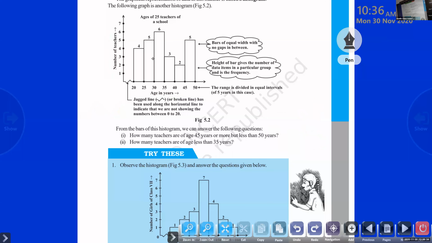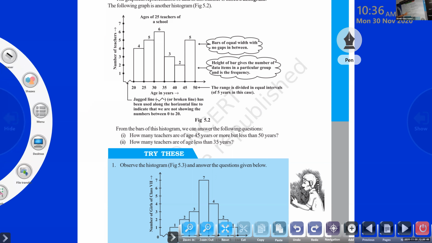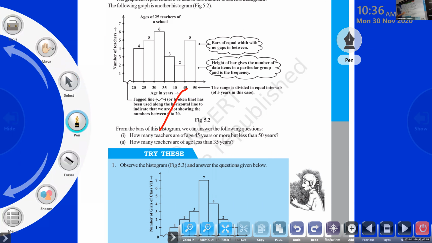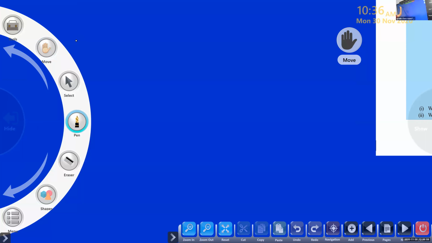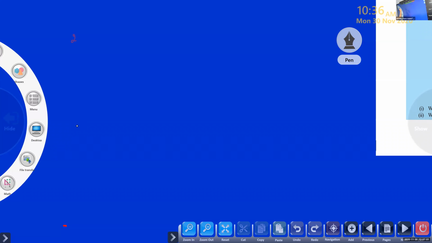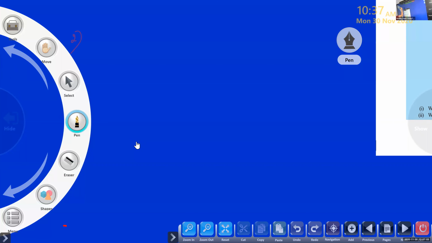So write the next one: draw a histogram for the following data. This question we will do, so that jagged line will come. Write the question: draw a histogram for the following data.